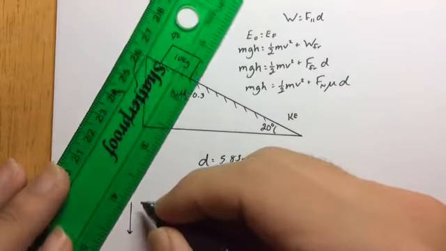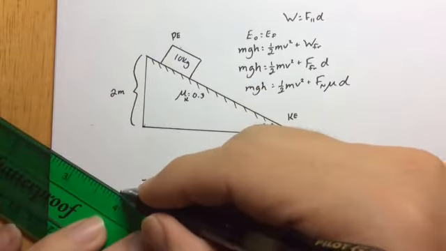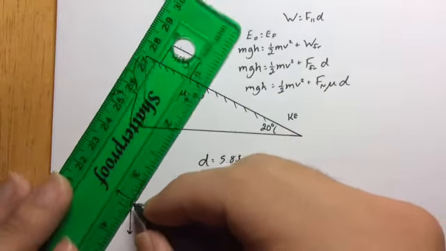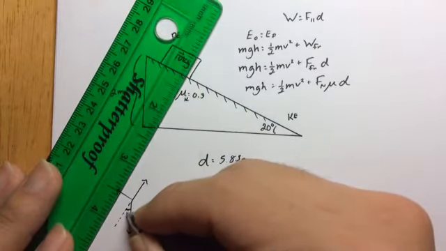If we remember, we've got normal force going off that way. We're probably going to have friction going this way. So how do we get that? It's going to be this component, and there's our angle theta.